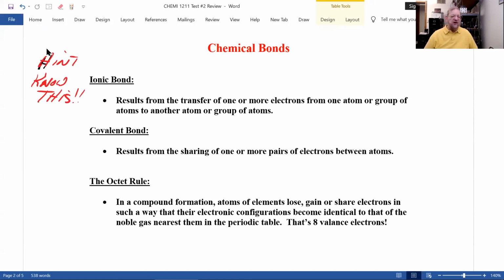And there's two types of chemical bonds, and those are ionic and covalent bonds. And you should know that an ionic bond results from the transfer of one or more electrons from one atom or group of atoms to another atom or group of atoms. And a covalent bond results from the sharing of one or more pairs of electrons between atoms.